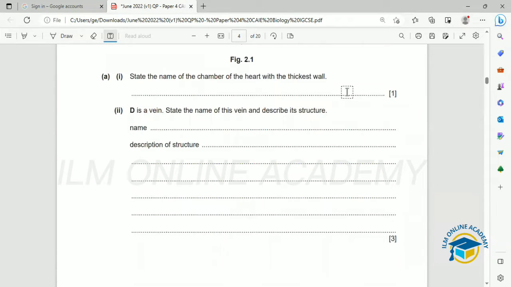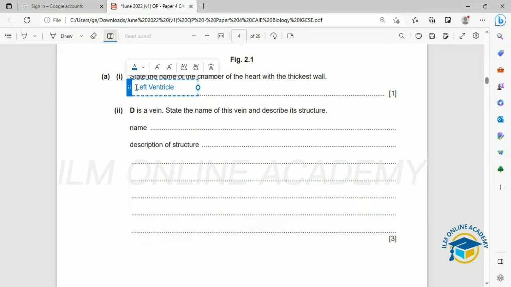State the name of the chamber of heart with the thickest wall. So that is left ventricle, and the reason why left ventricle has the thickest wall is that it is actually the main powerhouse of the heart. It's responsible for most of the pumping of blood towards the other body parts and the other tissues. So the stronger, thicker muscle helps to produce higher force to move blood towards the system. So it helps that way.